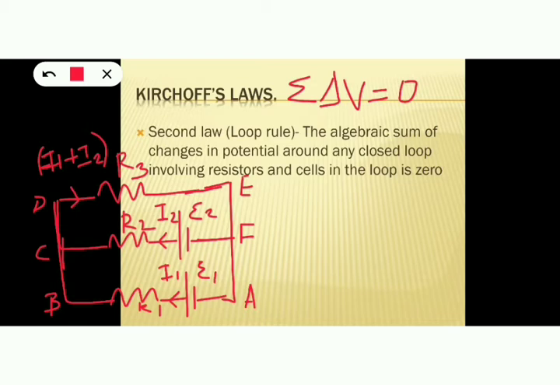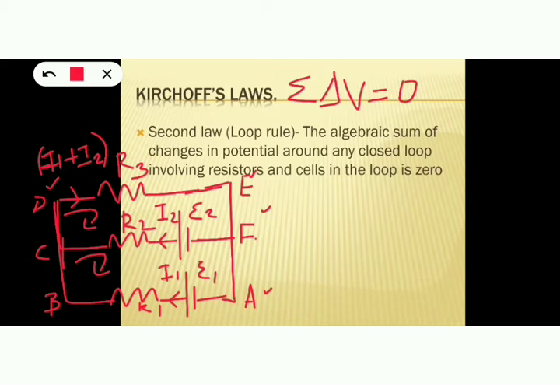In the figure, we have two loops. One is loop D, E, F, C. This is one loop. And another one is A, B, C, F. And we can follow this direction inside these closed loops. Okay. We can follow any direction, let it be clockwise or anti-clockwise. It's our choice. But you must move in that specified direction.